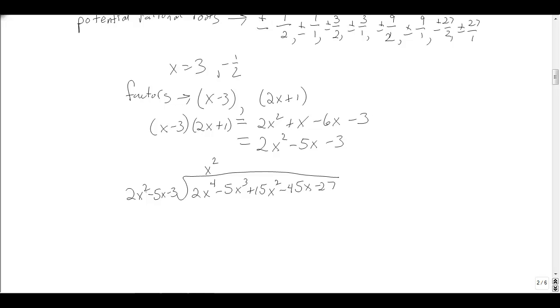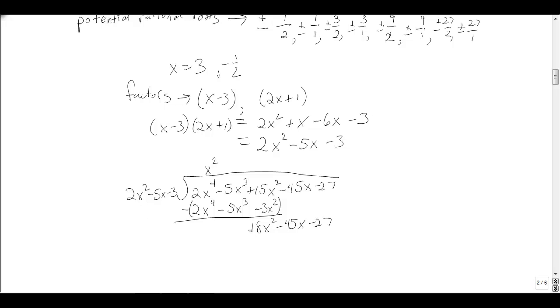That's x squared. Whoops, it should be a 2x to the 4th. X squared times 2x squared is 2x to the 4th. X squared times -5x is -5x cubed. X squared times -3 is -3x squared. And then you subtract: 2x to the 4th minus 2x to the 4th is 0. -5x cubed minus -5x cubed is 0. That's something minus itself. 15x squared minus a negative is plus 3x squared. That's 18x squared minus 45x minus 27.